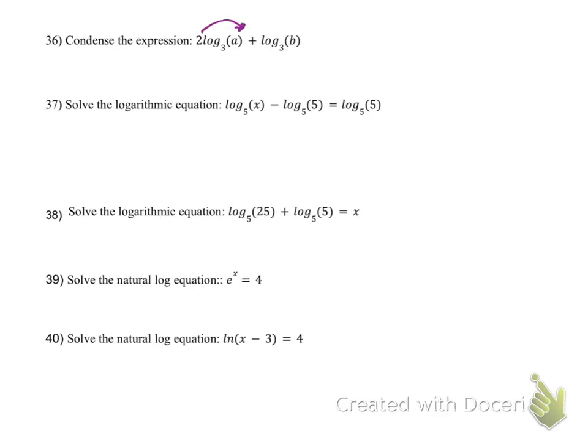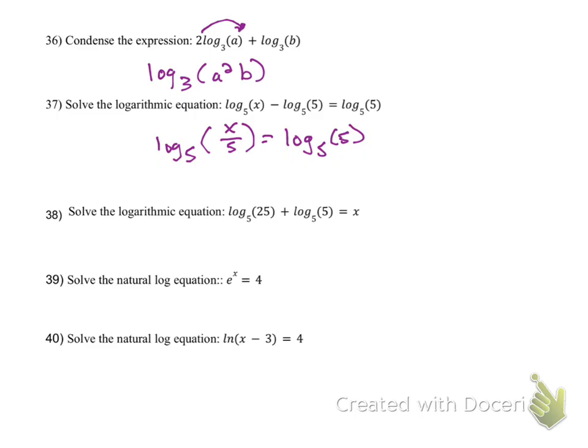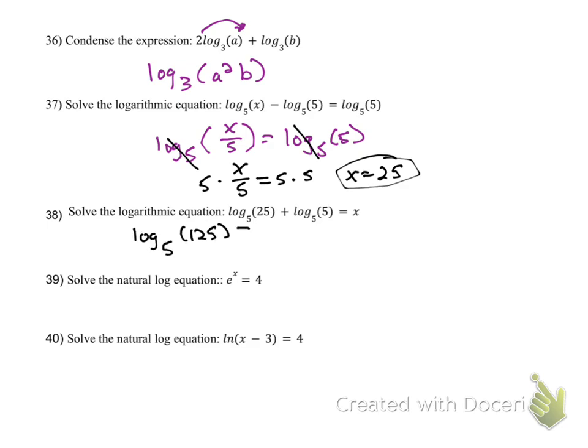36, addition means to multiply, so that'll be a squared times b. 37, that'll be log base 5 of x divided by 5 equals log base 5 of 5. Drop the logs. X divided by 5 equals 5. Multiply by 5. X equals 25. 38, again condensing, that'll be 25 times 5, which is 125.